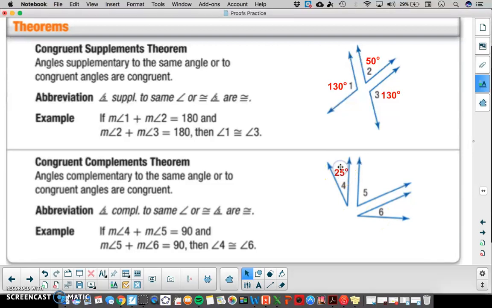So if angle 4 is 25 degrees, and it's complementary to 5, 90 minus 25 would be 65. But if 5 is complementary to 6, I would subtract 65 from 90 and I get 25. Notice that angle 4 and angle 6 have equal measure, and because they have equal measure, they are therefore congruent.